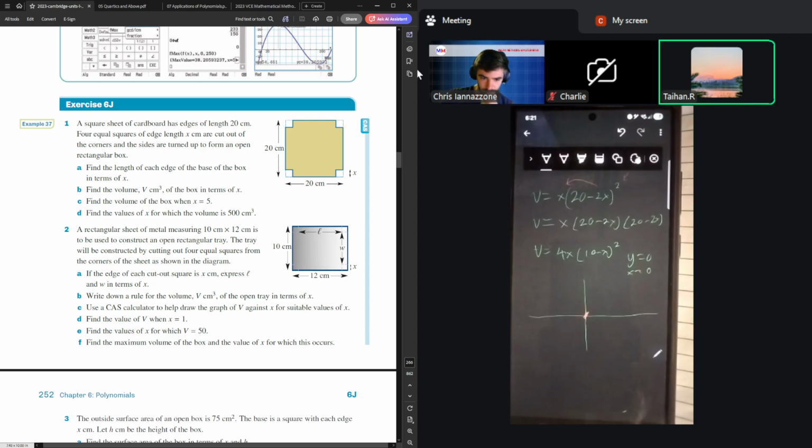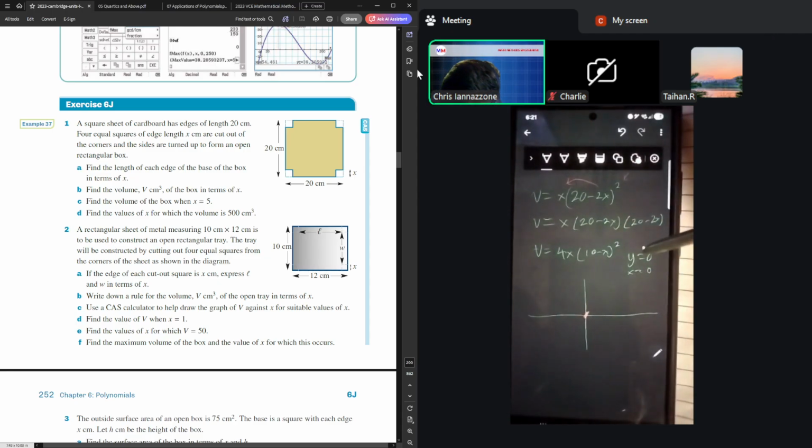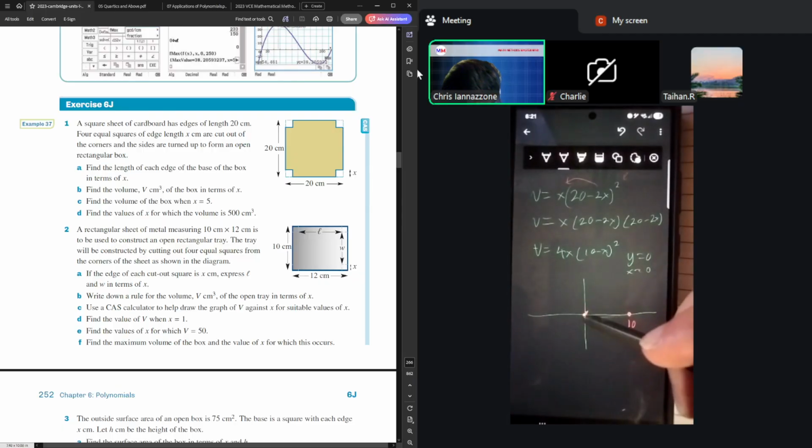Oh, sorry, 10. Yeah, I didn't catch that. Yeah, 10. That's right. The y-intercept comes from setting x equals 0. The x-intercept is y equals 0. So null factor law. One at 10. Cool. So those are intercepts.